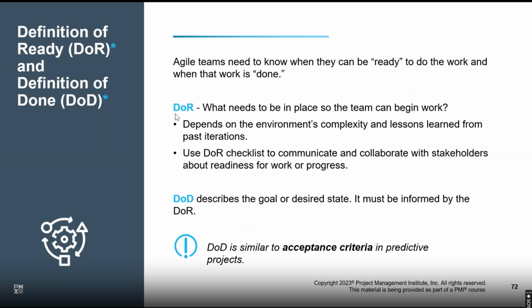There's nothing called DOR in predictive. DOR is more of a checklist which tells you whether you have the required elements in place or not. In predictive, it's just requirement documentation, it's not a checklist that we'll be looking at. We only have one checklist there, which is the acceptance criteria. So DOR only comes in the case of the Agile framework.